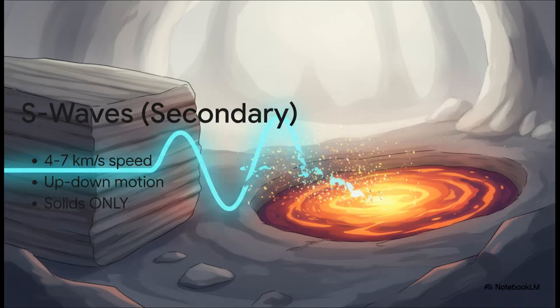Coming in second, we've got the S waves, or secondary waves. They're a bit slower, cruising at about 4 to 7 kilometers per second. Instead of pushing and pulling, they ripple through the earth like a violently shaken rope, moving everything up and down. But, and this is huge, they have a fatal flaw. Remember, S for solid? S waves can literally only travel through solid rock. The very second they hit liquid, poof, they completely disappear.